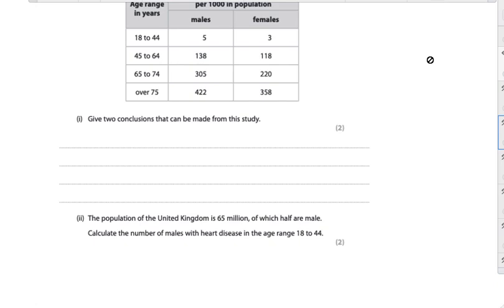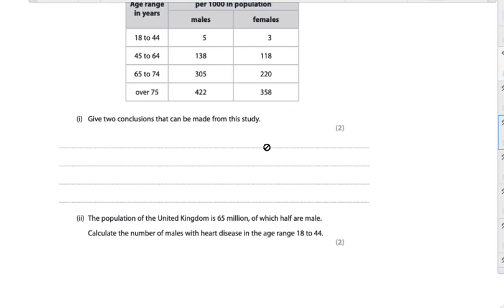And this is our final one. So this tells us heart disease deaths in the UK population per 1,000 in the population, and here's the age range, and it's split between males and females. We're interested in this, but this is the mathsy bit. The population in the United Kingdom is 65 million, of which half are male. Calculate the number of males with heart disease in the age range 18 to 44.